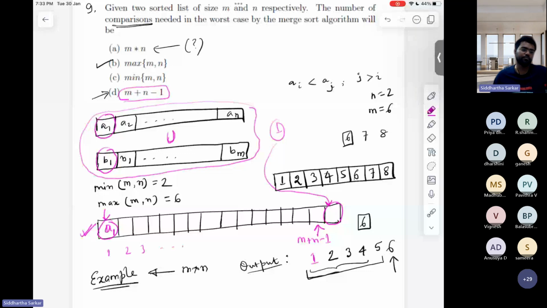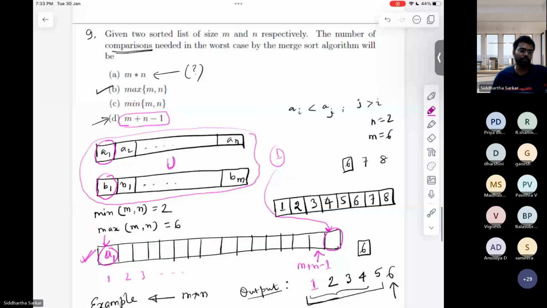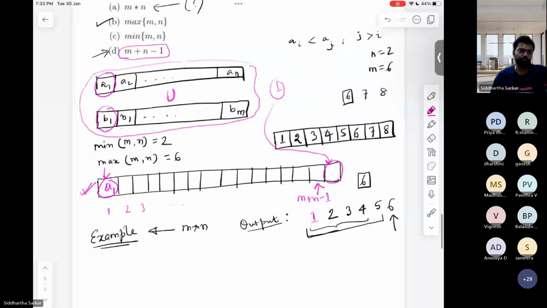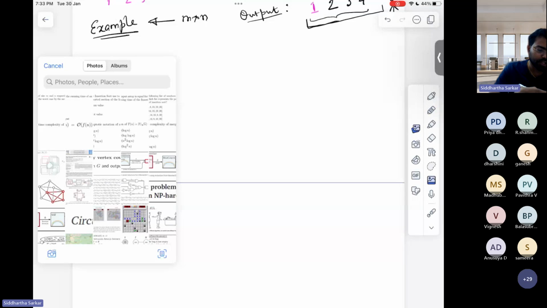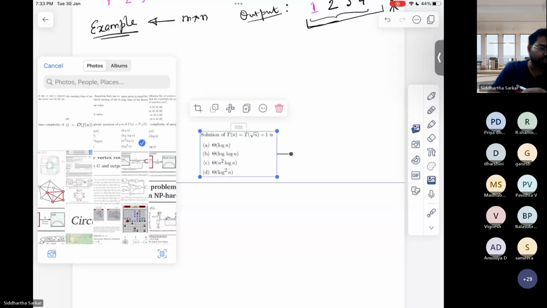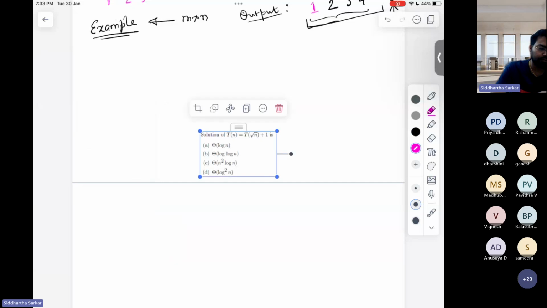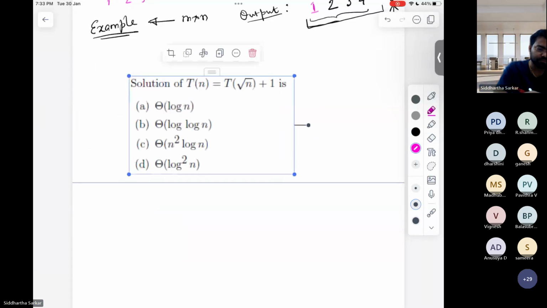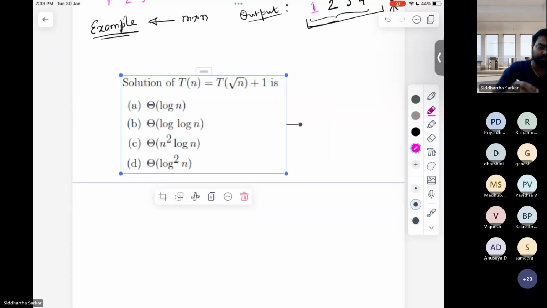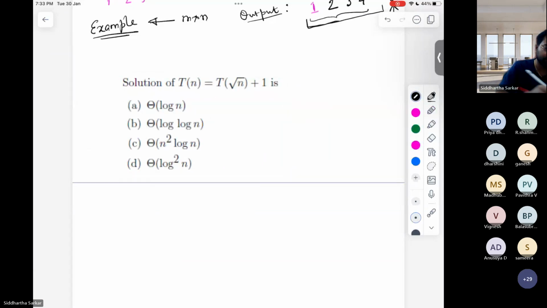So interesting enough, you can practice questions like this. This is the last question of the day. It is the trickiest one. And then we will conclude. So this is the last question of the day.